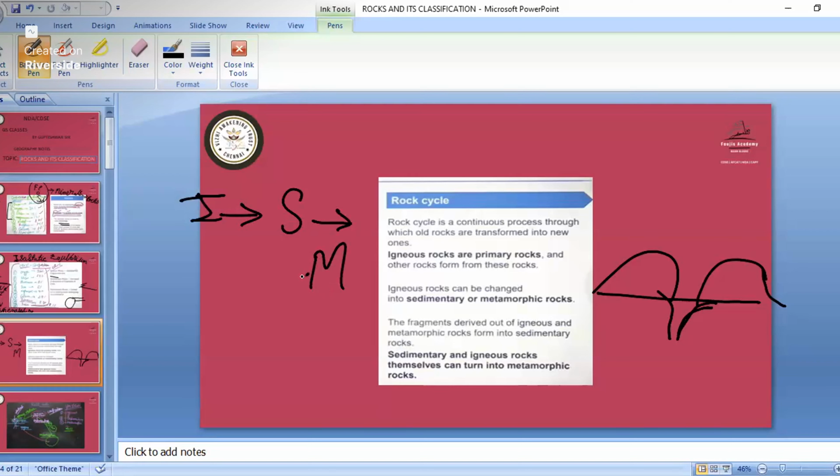Then with metamorphic rock, what will happen? It will be somewhat smooth, because it is the recrystallized part of the sedimentary or igneous rock. Then after that, suppose there is some activity and it subsides inside the earth crust. Due to the high pressure and high temperature, once it goes inside the earth, it will become molten.